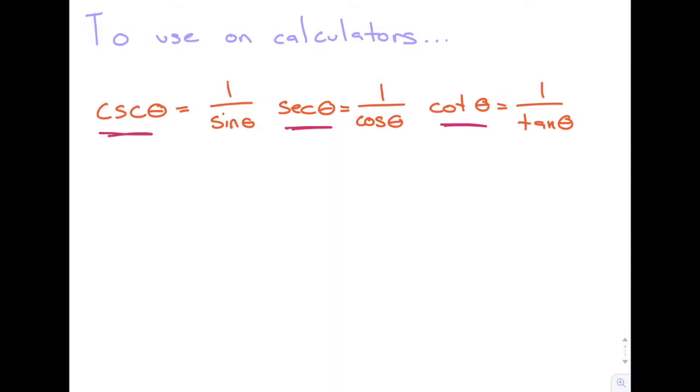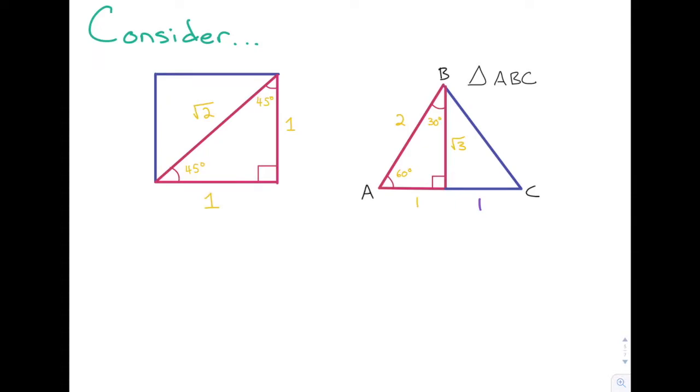So now we'll look at the special right triangles, and I'll do a couple evaluations of these trigonometric ratios using our right triangles. So consider the two figures below. On the left, we have a square, a perfect square, with side length 1. So we've got one here and we have one here. And since we have one on those two sides, by the Pythagorean theorem, we've got the square root of 2 as the diagonal.